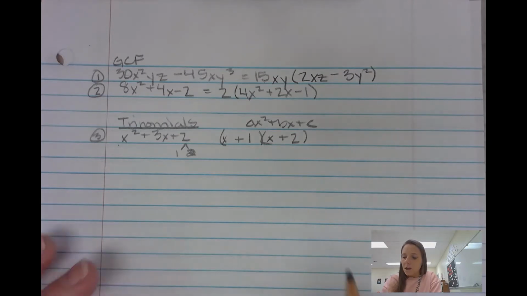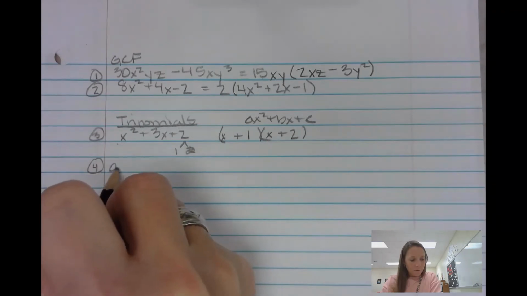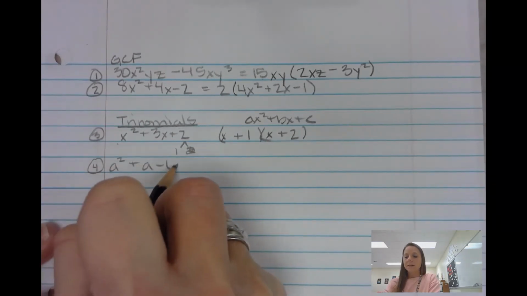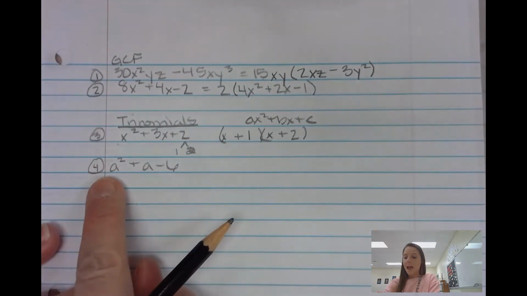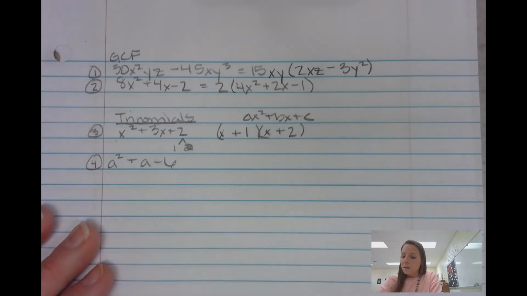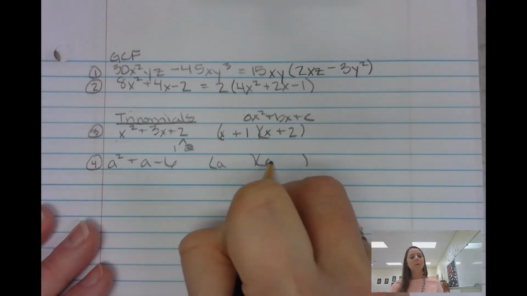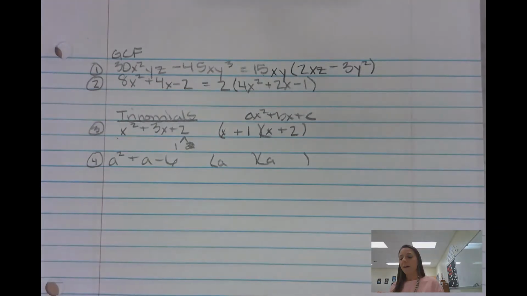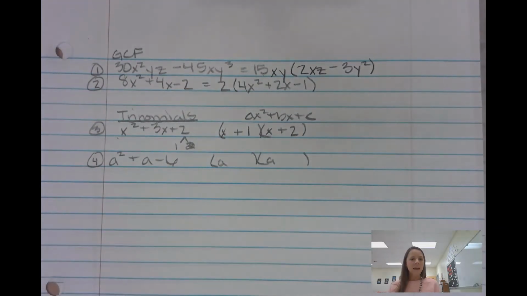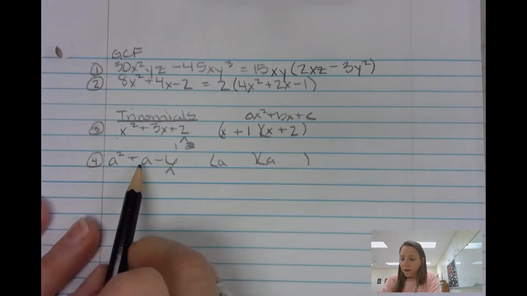Okay, let's look at number 4. a squared plus a minus 6. I'm sticking with the value out in front of our squared term as 1. So here we go. Create 2 parentheses and say a and a. You got to be able to get these quick, so you got to know your factors. Factors of negative 6. If it's a negative, one of them is going to be negative, and it's going to add to 1.